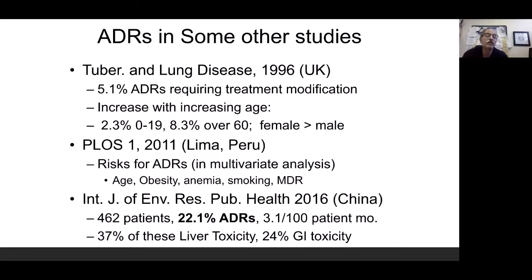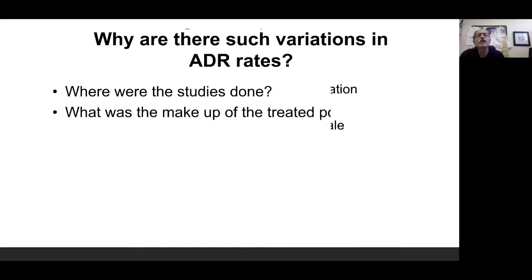Now, here was an interesting small study from China where the incidence of adverse drug reactions was as high as 22%. Mostly liver and GI toxicity, which sort of raises the question, why is there such variation in adverse drug reaction rates in the different studies? And you have to think about where were these studies done and what was the makeup of the treated population.